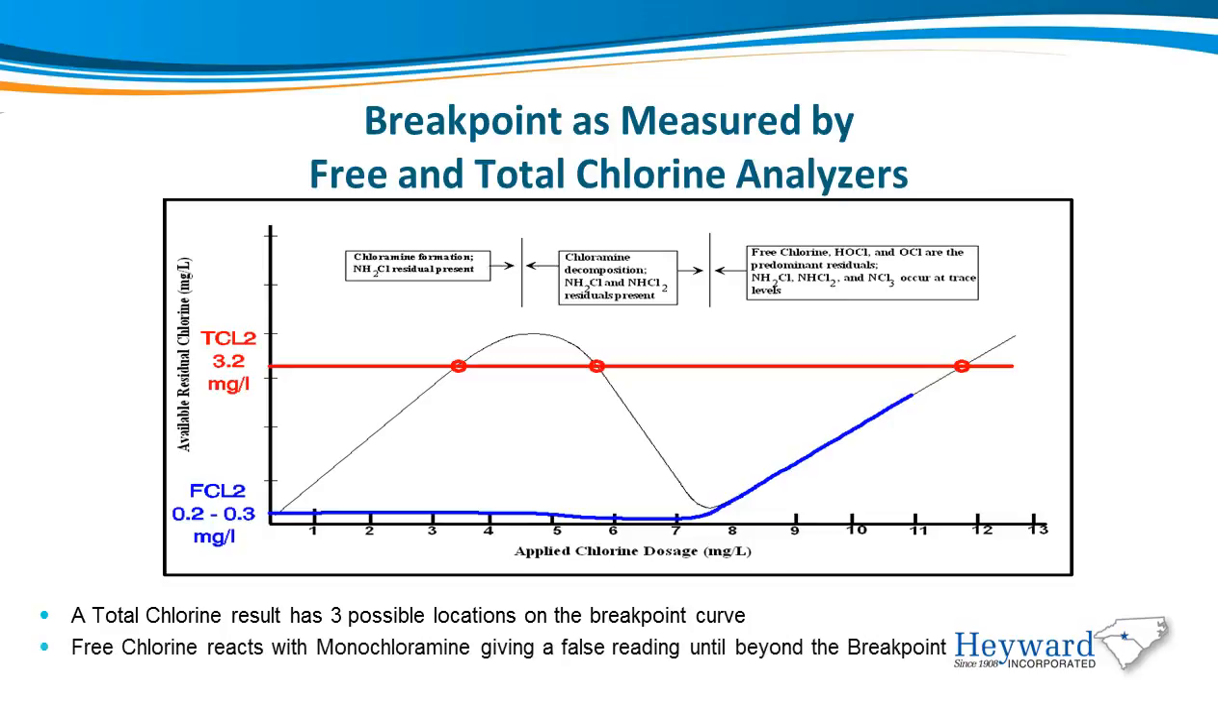Free chlorine reacts with monochloramine, resulting in a small false reading, until we're beyond the breakpoint, where the first true indication of free chlorine is measured. Therefore, it is not possible to determine on which side of the monochloramine maximum hump the plant is operating. An ammonia measurement is required to truly predict the position on the breakpoint curve.